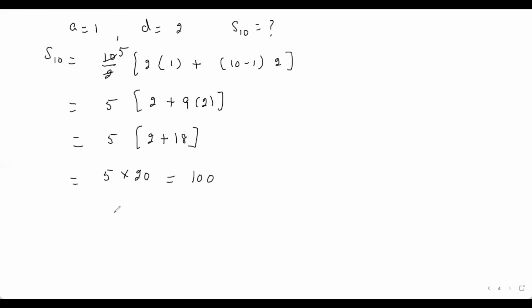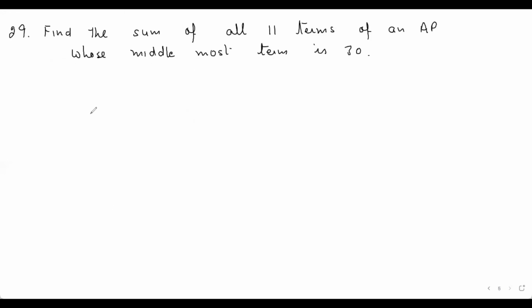That is the answer. Now the 29th question is, find the sum of all 11 terms of an AP whose middlemost term is 30. Now what is given? Middlemost term is given 30 and we don't know the middle term. And number of terms here is 11. So n here is given 11. We will find the middle term now.